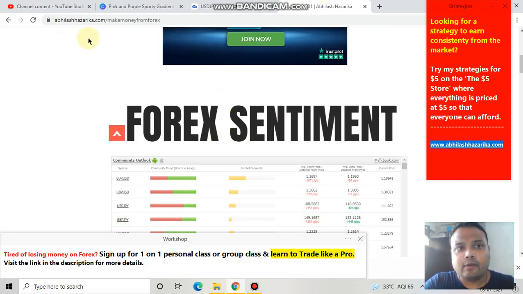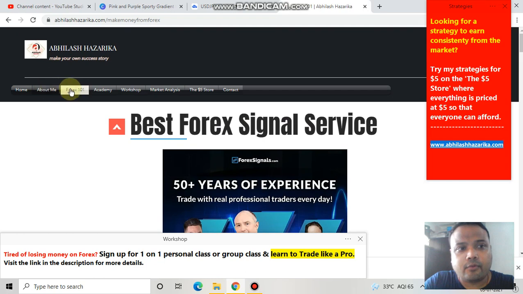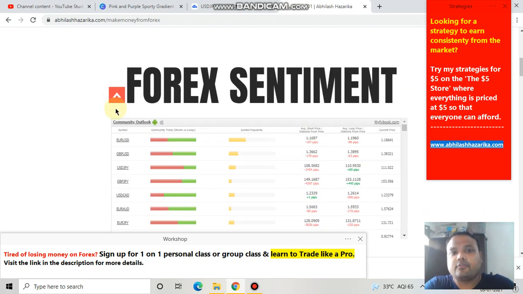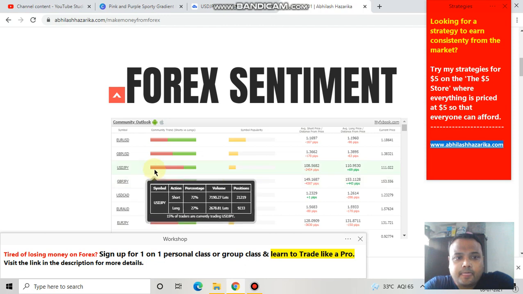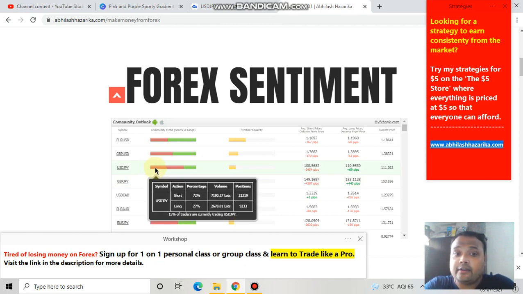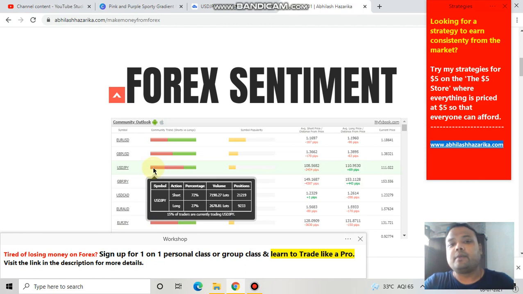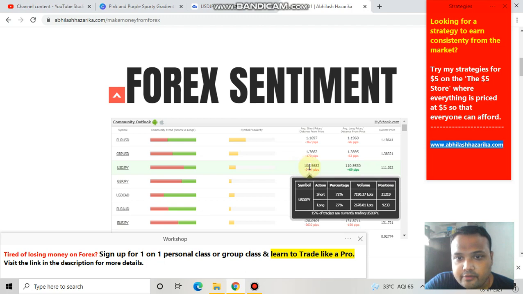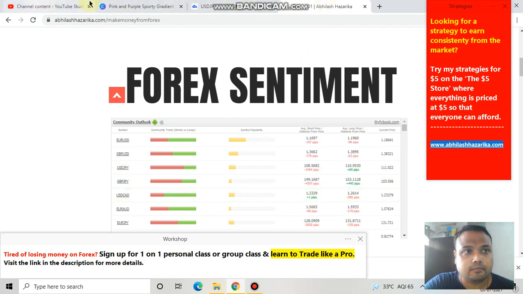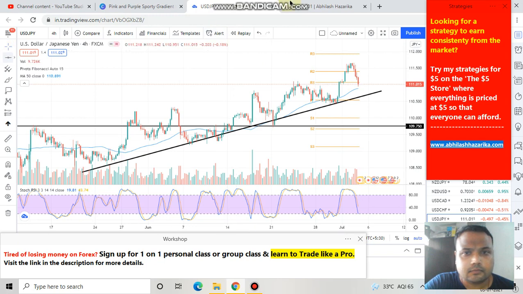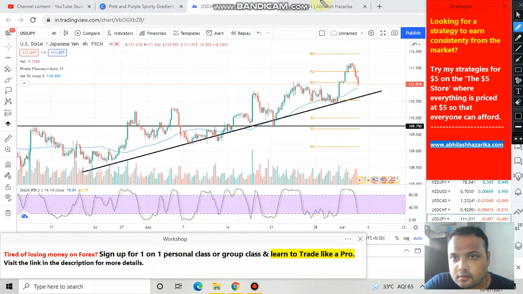Okay. And lastly, I would like to take you to the Forex sentiment meter. Forex sentiment meter you'll find on my website avilashhajarika.com, and under the Forex 101 section you will find the Forex sentiment meter, and you can see that 72% retail traders have taken a short position and 27% retail traders have taken a long position, and they have taken the short position at 108.56.82. Most of the retail traders have shorted a position here.